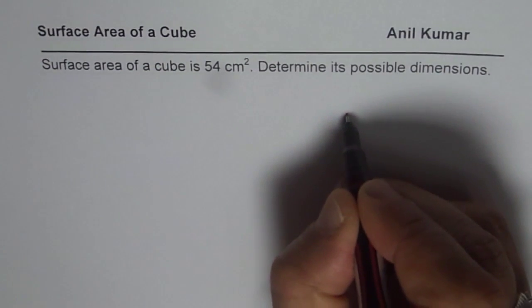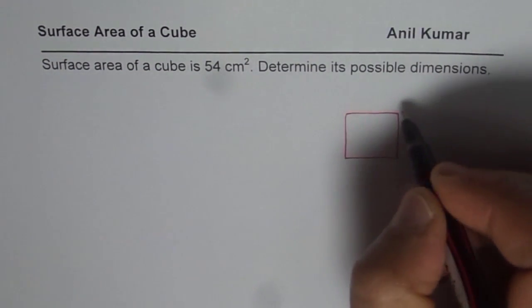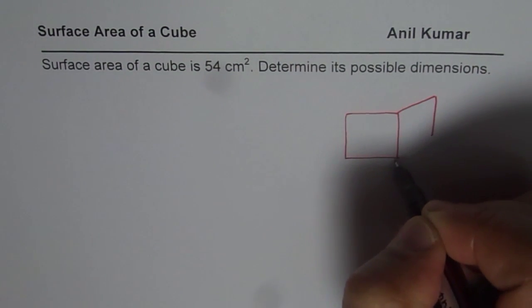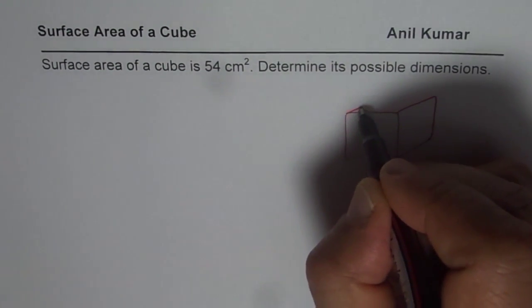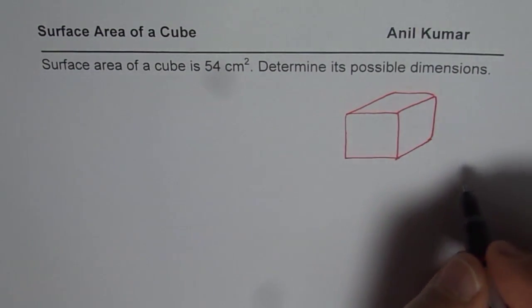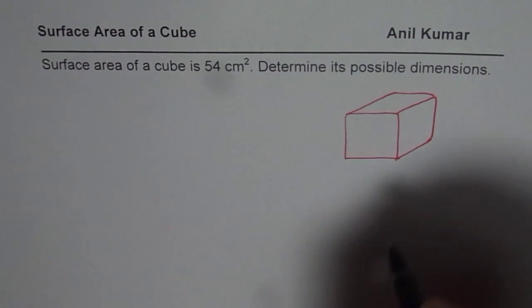So a cube has all equal sides, right? So let us say that is the front of the cube with side length of s units. So let me just complete this. That is a three-dimensional figure, all equal sides. Imagine that these are all equal sides, and that is our cube. So we need to find the surface area of this.